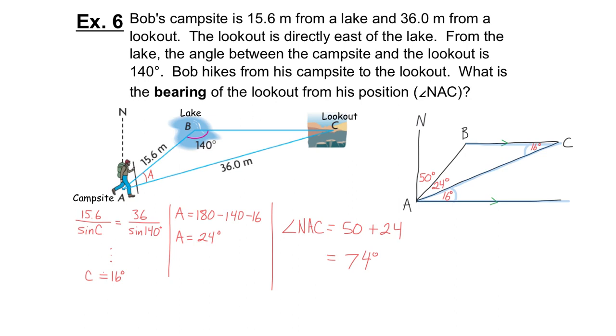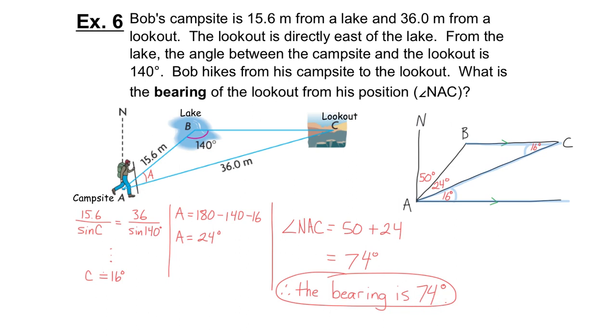So with all that being said, I can finally figure out what angle NAC is, from N to A to C. That's a combination of 50 and 24 degrees. That adds up to 74 degrees. So now I can finally answer the question. The bearing of the lookout from his position is 74 degrees.